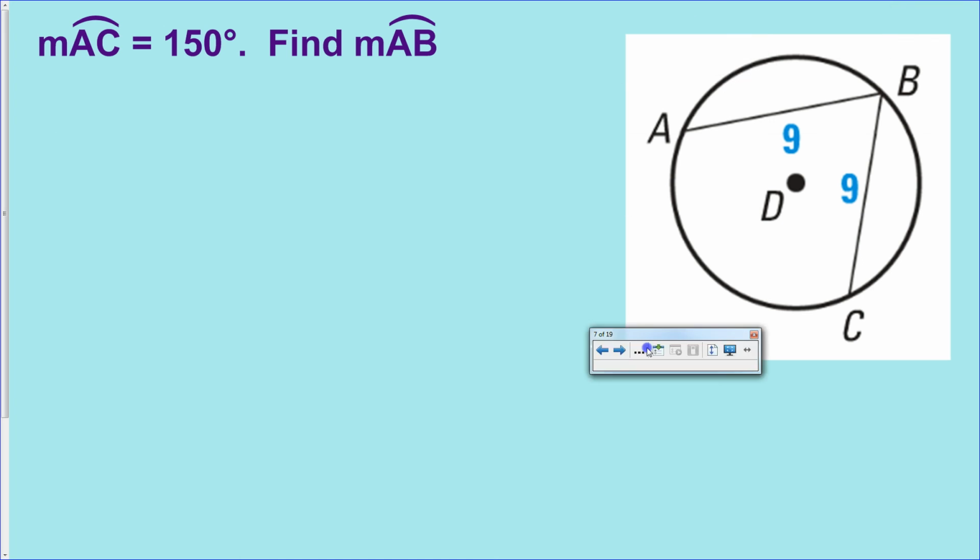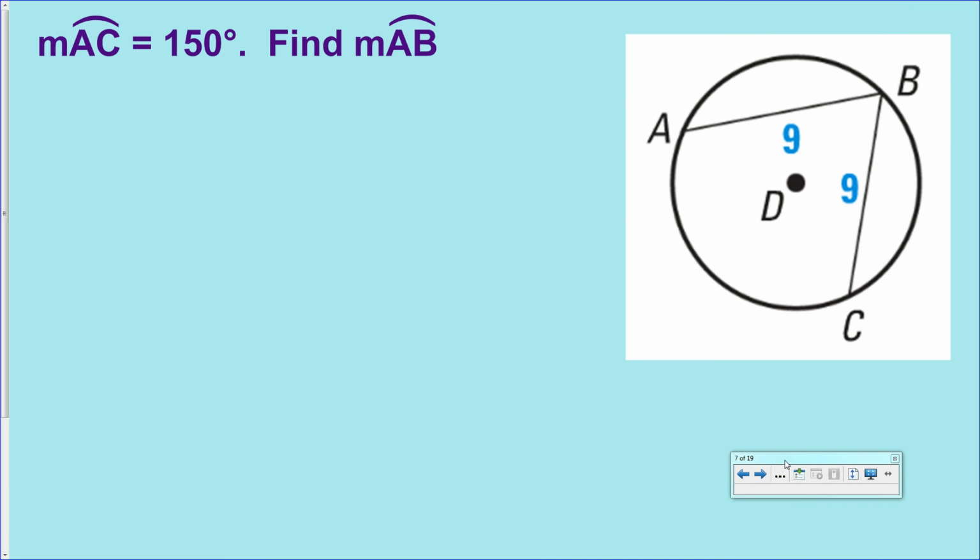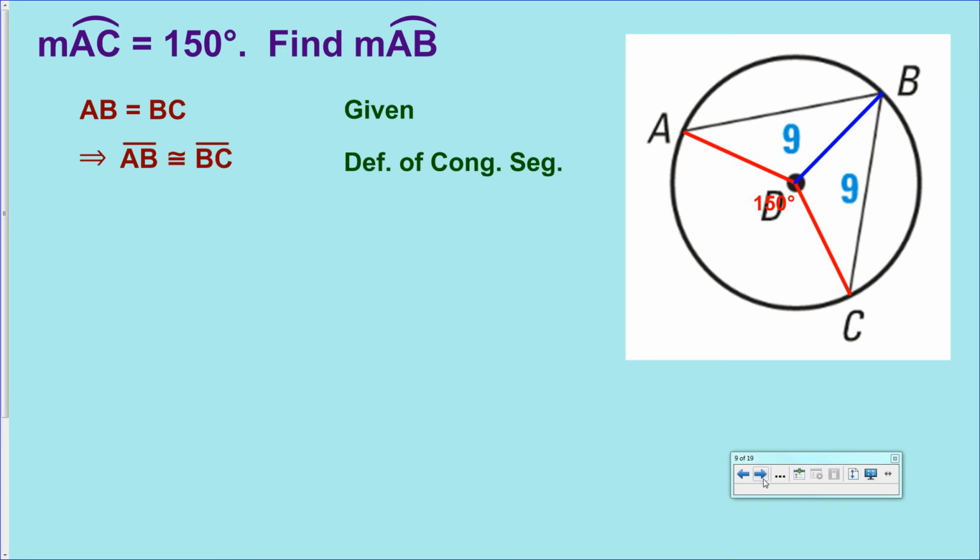Jumping into our first example, here is the drawing. The measure of arc AC is 150 degrees. It's a minor arc. Find the measure of arc AB. You've also got some given information, distances in the drawing itself. The distance between A and B is 9. The distance between B and C is 9. Therefore, those two segments must be equal, and if those two segments are equal, those two chords are equal, and if those two chords are equal, those two arcs are equal in length or in central angle measurement, and thus we can fill in all the blanks like this.